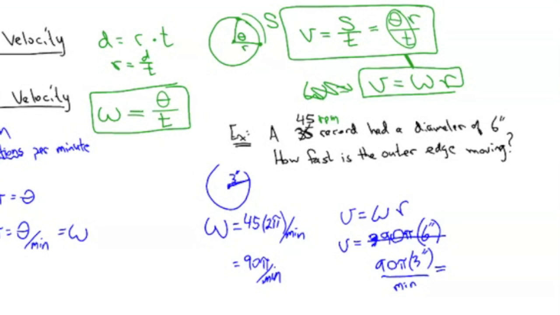All right, so this turns into what as a decimal? How would you put that in the calculator? You just go 3 times 90 times pi. 848.23 and 2 inches per minute.